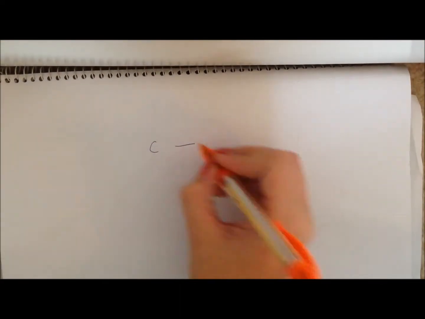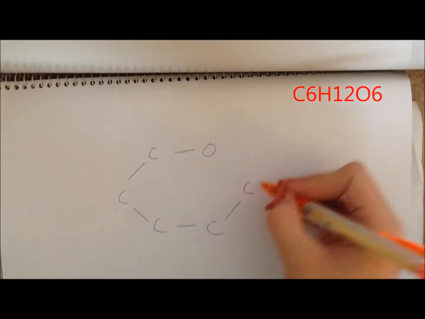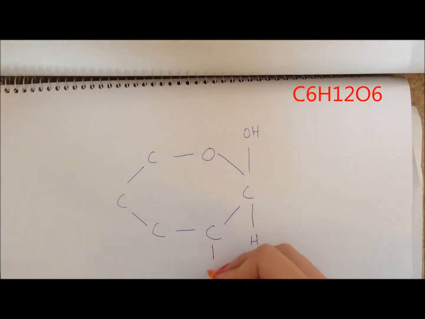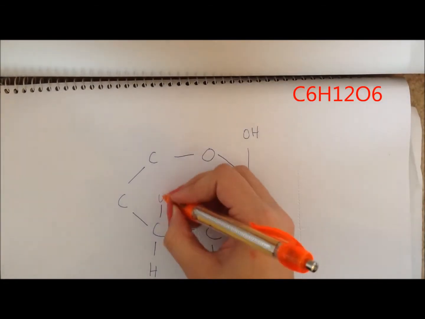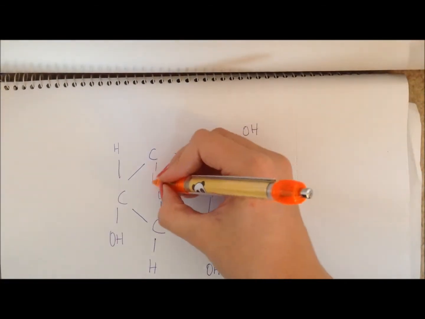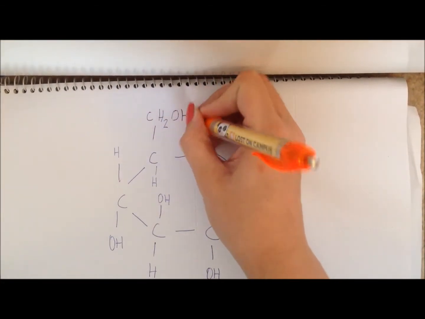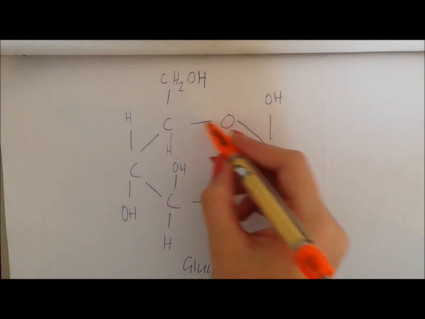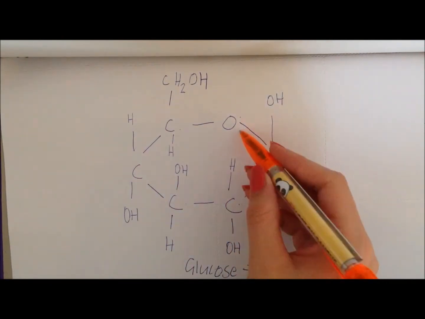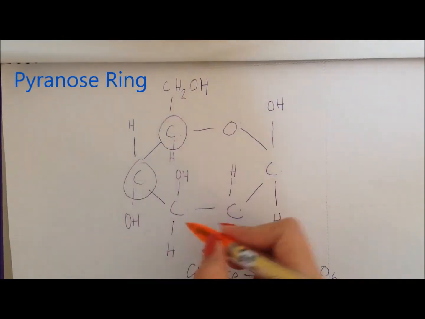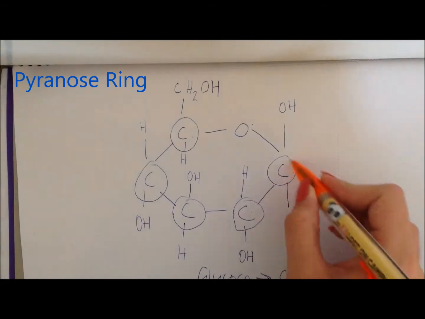The chemical formula for glucose is C6H12O6, which means it is comprised of 6 carbon atoms, 12 hydrogen atoms, and 6 oxygen atoms. Glucose is a hexose, meaning it is a monosaccharide with 6 carbon atoms. The structure of glucose forms a stable ring, known as a pyranose ring. The ring-like formation consists of 5 carbons and 1 oxygen.